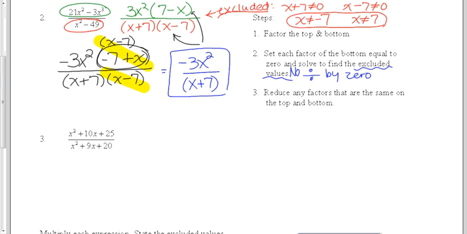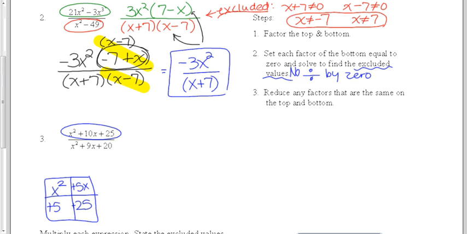All right, on number 3, I've got some standard trinomial factoring where I've got a quadratic on the top. So on the top, I'm looking for what two things multiply to 25x squared and add to 10. So those two things are going to be 5x and 5x. So I can take out my GCF, finish up my factoring, and the top factors into x plus 5 times x plus 5. I know I could write this as x plus 5 squared.